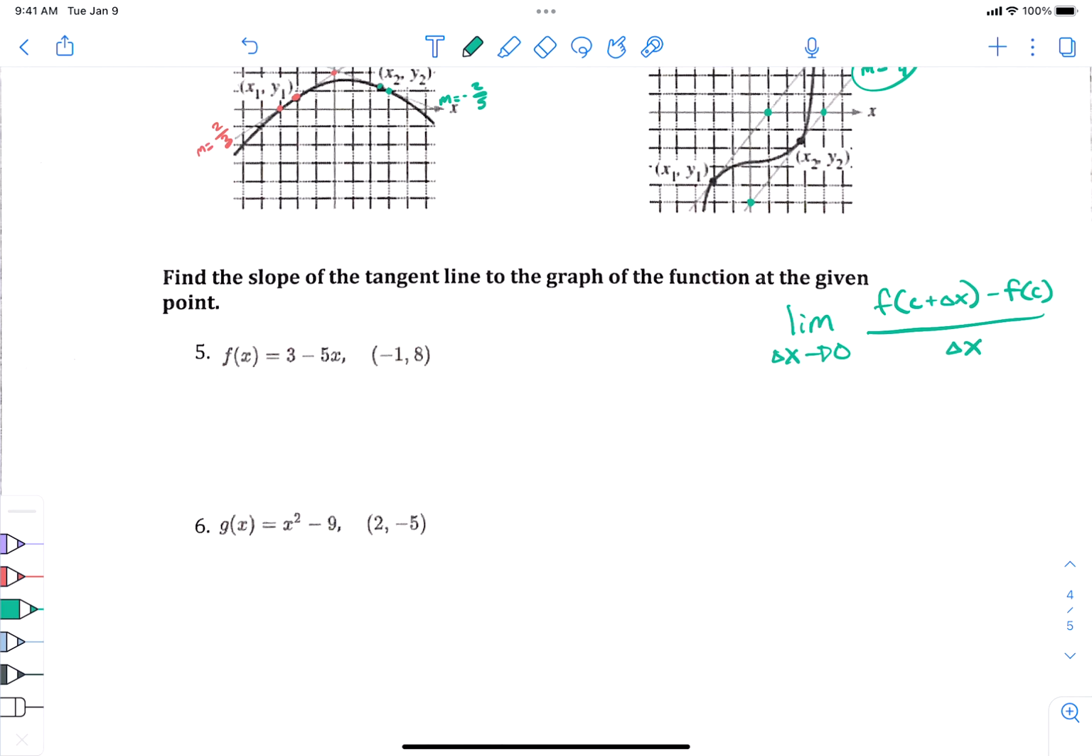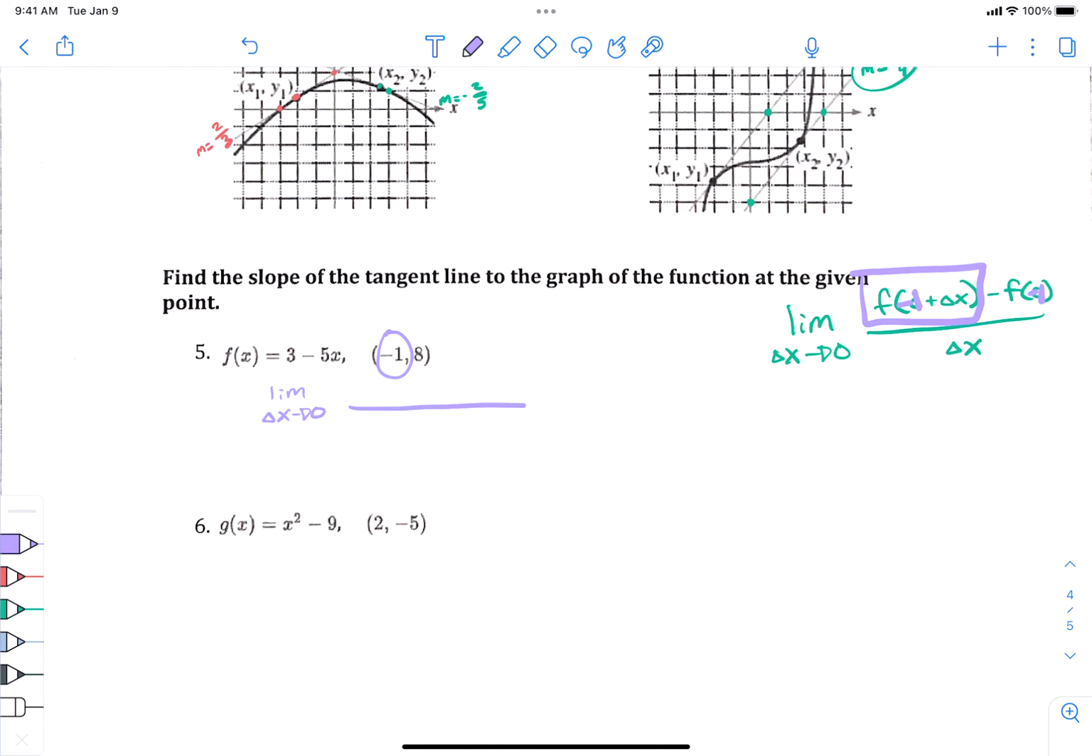For the first function, what's c? C is -1 for the first problem, right? Do you see why that is? That's the point that we're interested in. So we're going to plug this stuff in. I'm doing the limit as the change of x goes to 0. We just have to rewrite it. Now we want to do this chunk right here, the f of -1 plus change x.